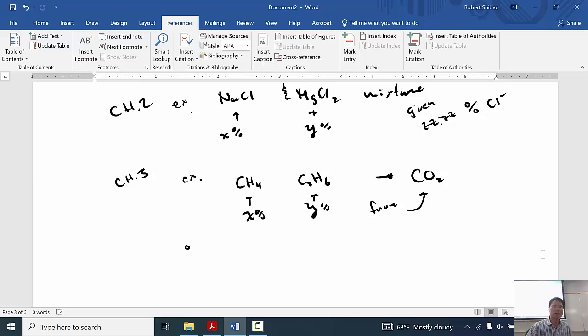Or it might have been this. I can't remember if it was methane or methanol. What was the formula for methanol? CH3OH. And the formula for ethanol? CH3CH2OH. And the same thing here. We wanted to figure out the percent of each of these in a mixture from combusting the mixture to form CO2.